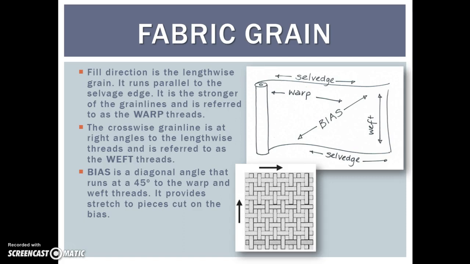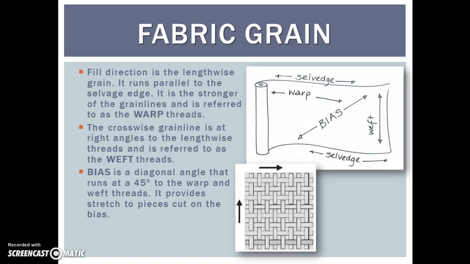The characteristics of woven fabric: you need to understand grain and what that means. Your lengthwise grain runs parallel to the selvage edge. It is the stronger of the grain lines and is referred to as the warp threads. The crosswise grain line is at right angles to the lengthwise threads and is referred to as the weft threads.